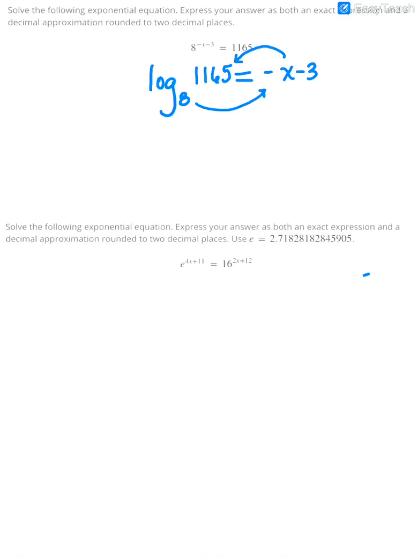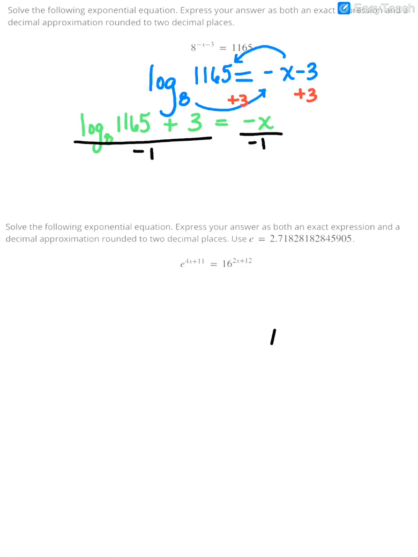Now we will get x by itself, so I will add 3 to both sides. You cannot add the 3 to the 1,165 because you are taking the log base 8 of that number. So you're just adding the 3 to that whole log. And then that's equal to negative x. And then my final step there is to divide both sides by negative 1. And then we get on our calculator to punch it out.